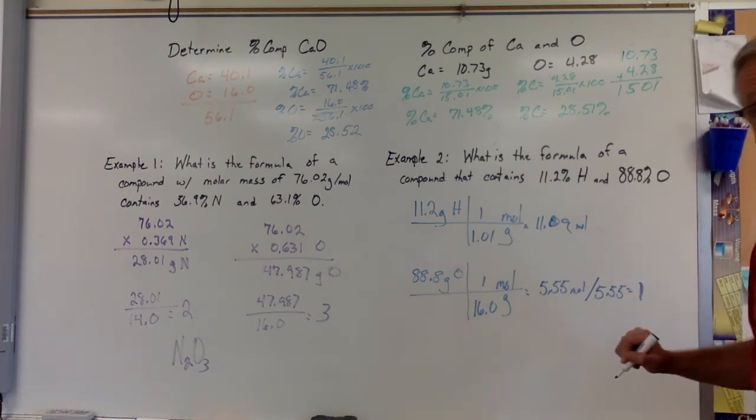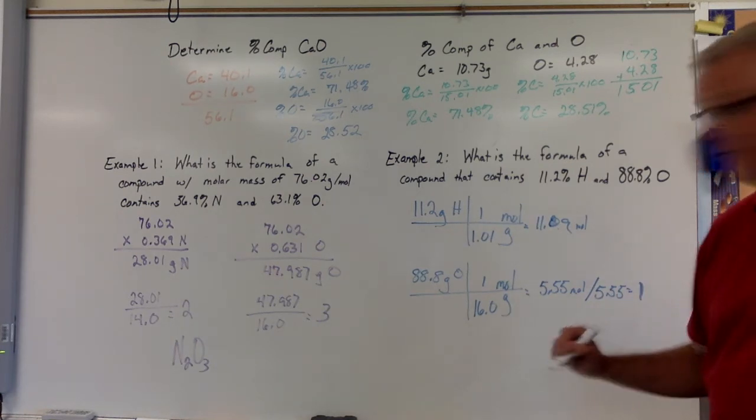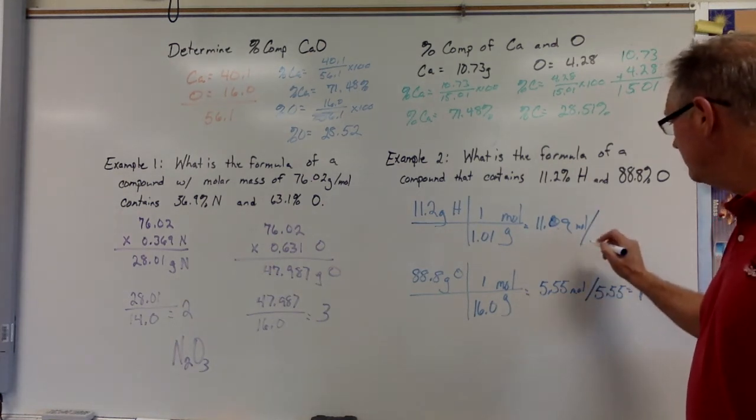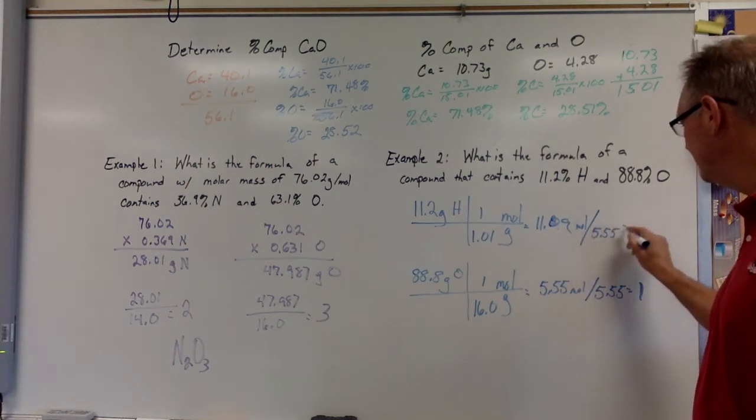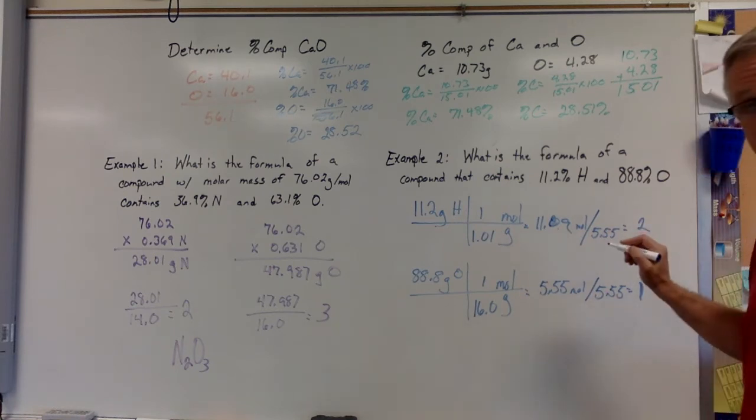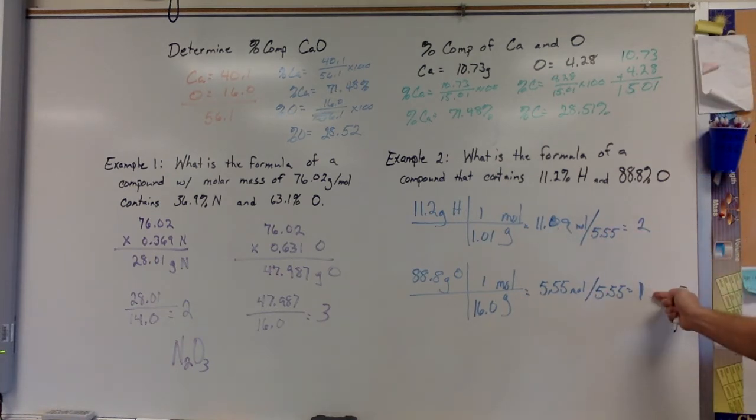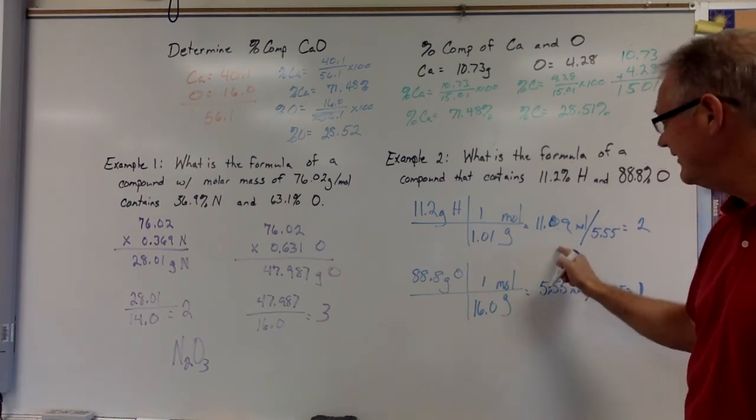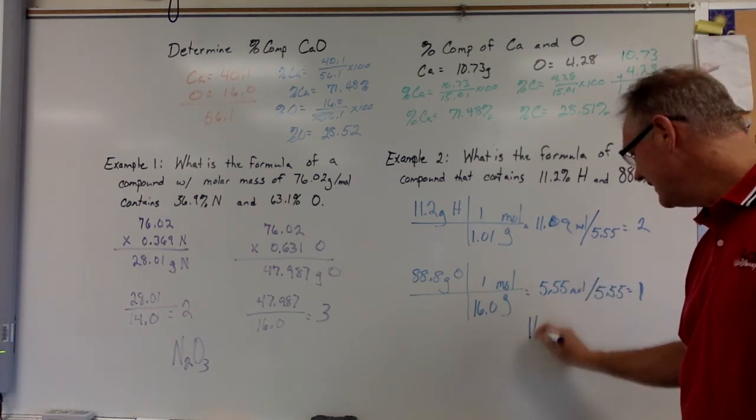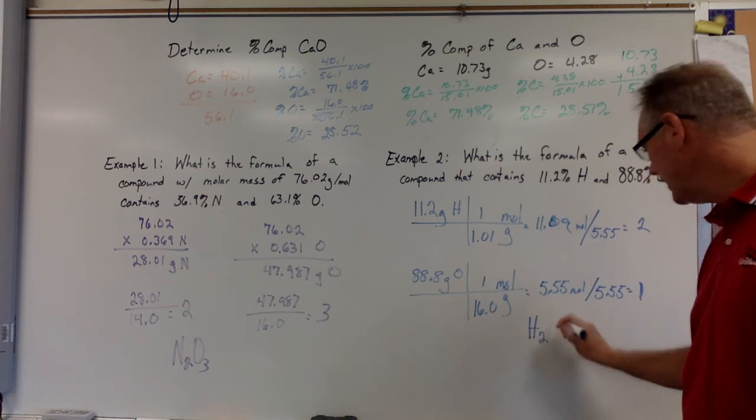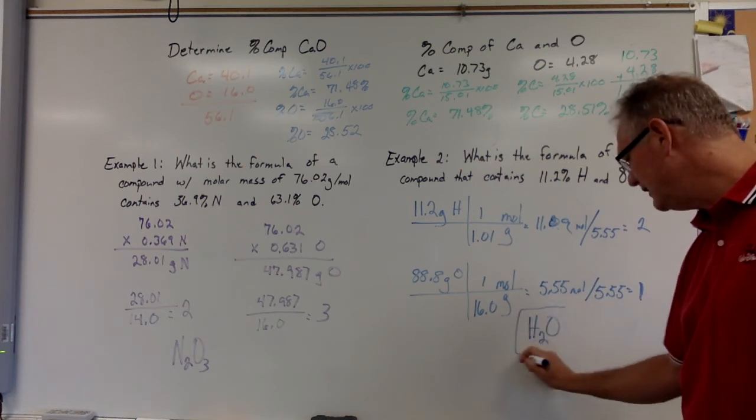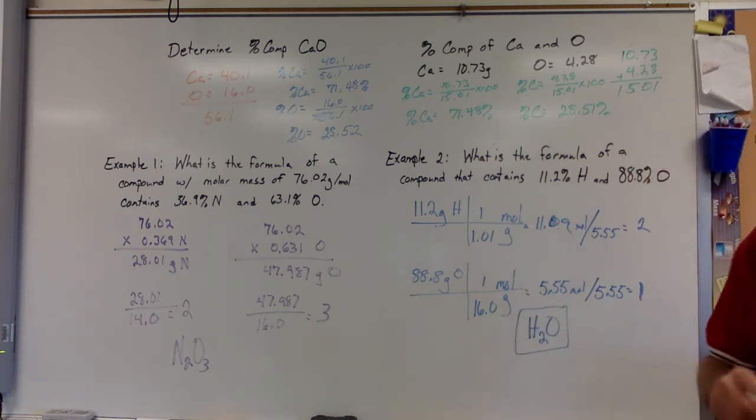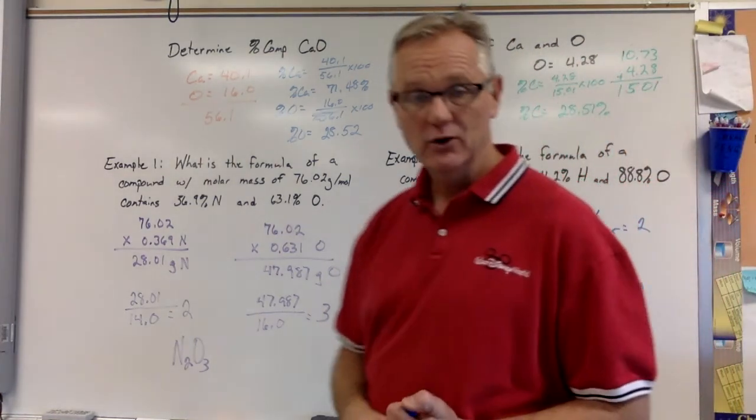So 5.55 divided by 5.55 is 1. 11.09 divided by 5.55, guys, that's 2. Look how I got nice whole numbers. That's awesome. Now, all I have to do is say, okay, hydrogens, I have 2. Oxygens, I have 1. Look what we were dealing with the whole time. Just some good old water.